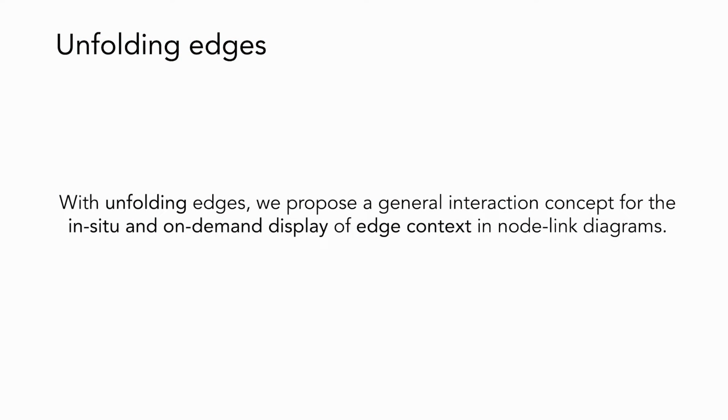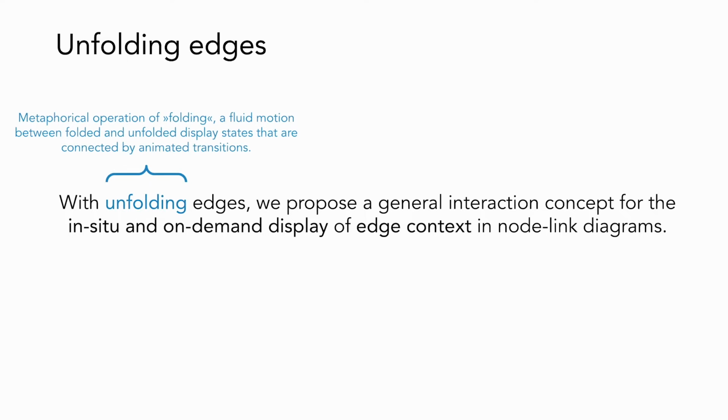With unfolding edges, we propose a general interaction concept for the in-situ and on-demand display of edge context in node link diagrams. Here, with unfolding, we refer to the metaphorical operation of folding, a fluid motion between folded and unfolded display states that are connected by animated transitions. In situ refers to embedding of contextual edge information directly on the edge.